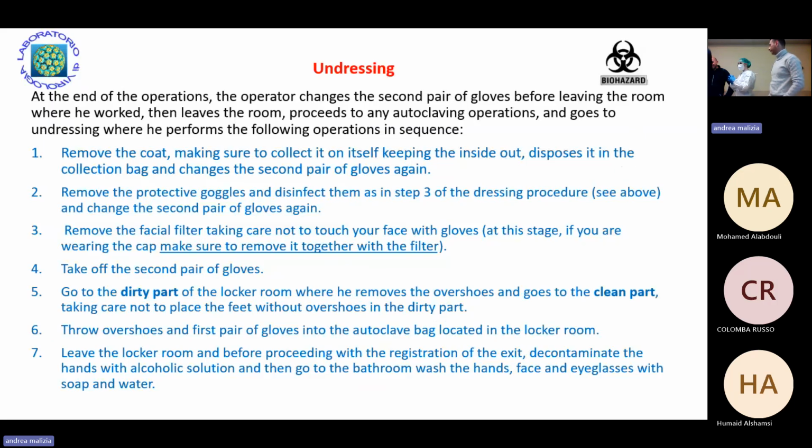English, not Italian. Okay, so English and loud voice. Now dress BSL4. Okay.